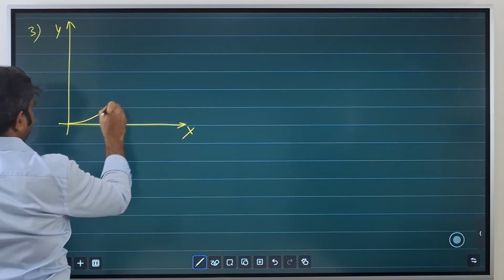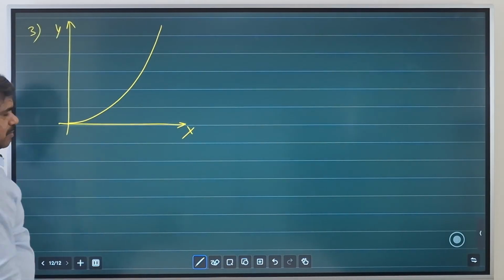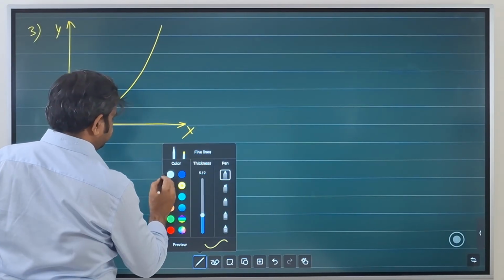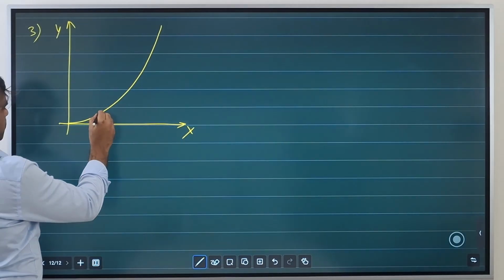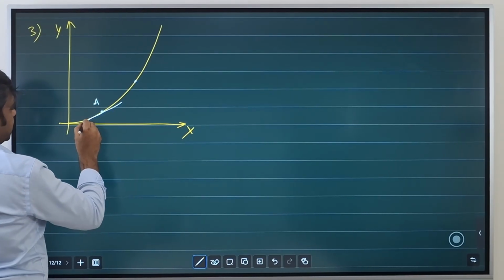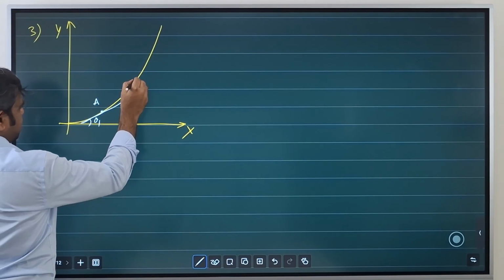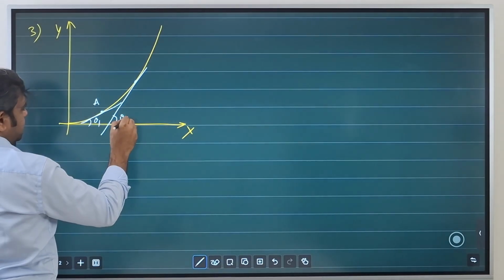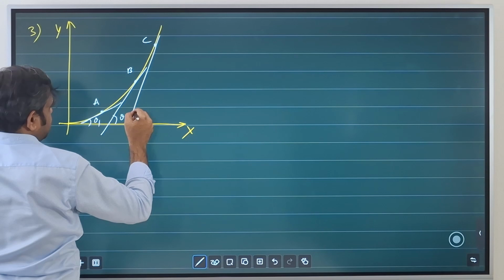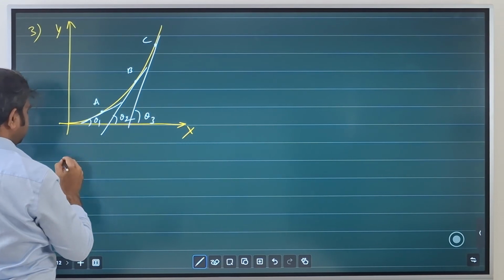The shape of the graph we have seen. We started with this shape of the graph only. Let's look at it again. Look at the slope of the graph at different points. Draw tangent at A. It makes angle theta 1. Draw tangent at B. It makes an angle theta 2. Draw tangent at C. It makes an angle theta 3 with x-axis.